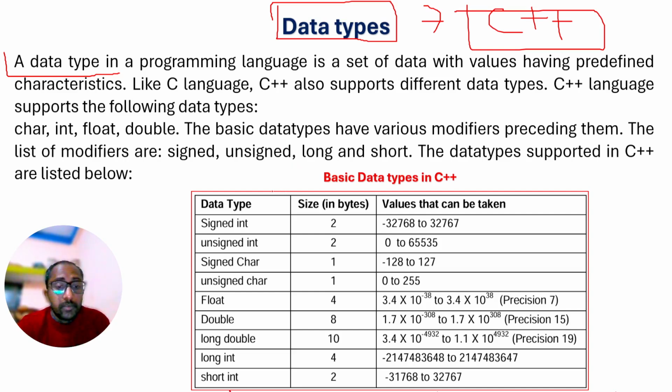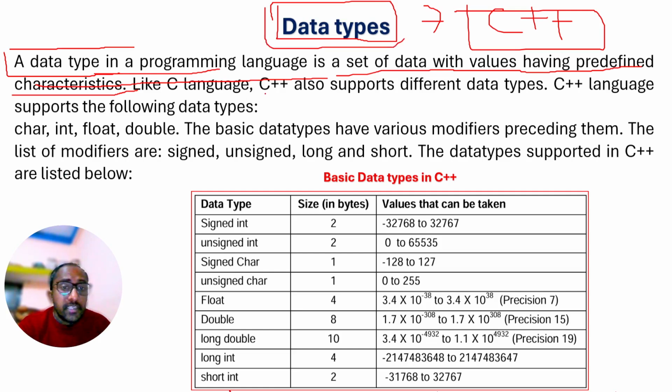I'll upload them here. Before entering other things, we need to understand the meaning of data types. A data type in a programming language is a set of data with values having predefined characteristics. It is the set of data, and it has values having the predefined characteristic.